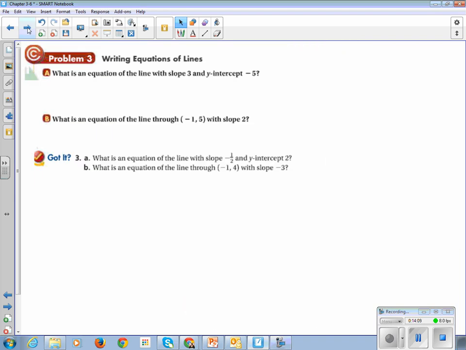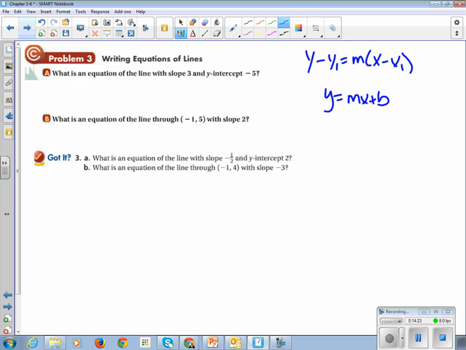Now we're going to be given information and have to write equations. So I'm going to rewrite my 2 equations so I have them here as a reference. A says, what is an equation of a line with slope 3 and y-intercept negative 5? I'm going to use slope-intercept to solve this problem because it gives me the slope and the intercept. So y equals, here's m and here's b.